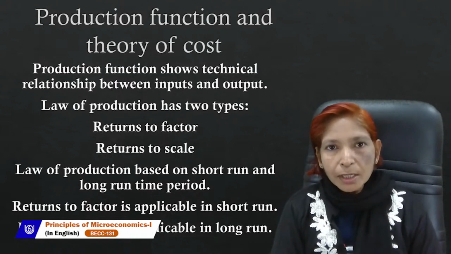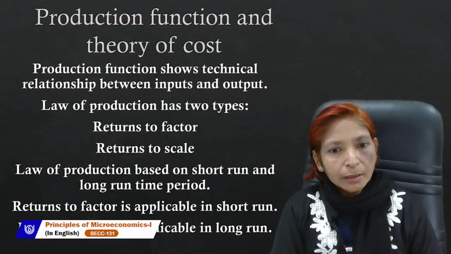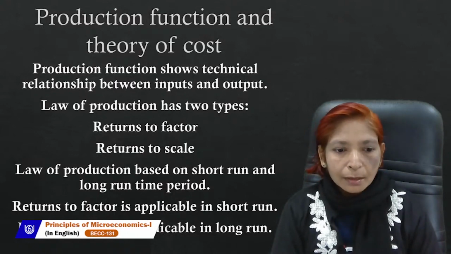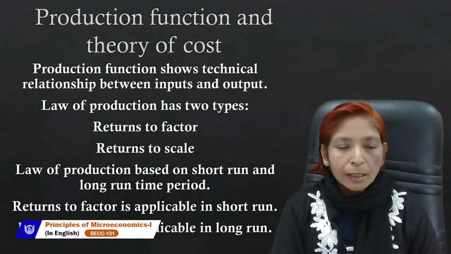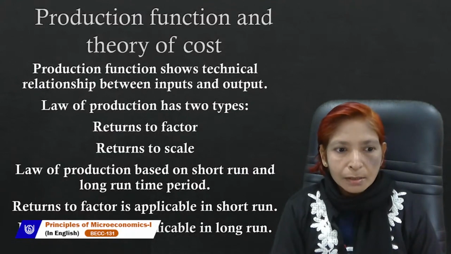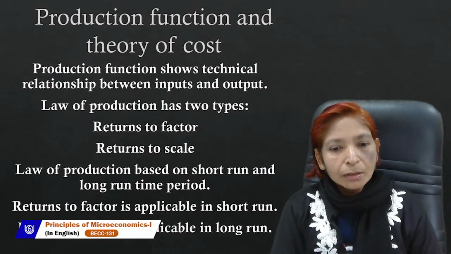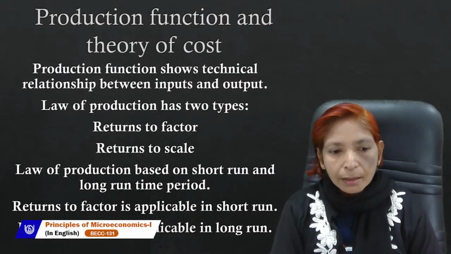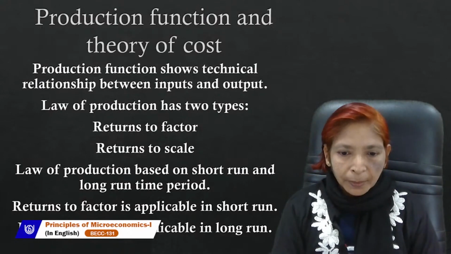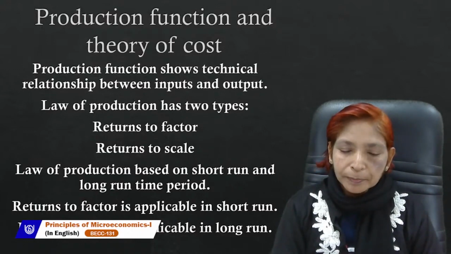As you know, Marshall has divided time period into three categories: very short period, short period, and long period. Here we are discussing that production function has two laws, returns to factor and returns to scale. The law of production is based on time period, one related with short run and the other related with long run.